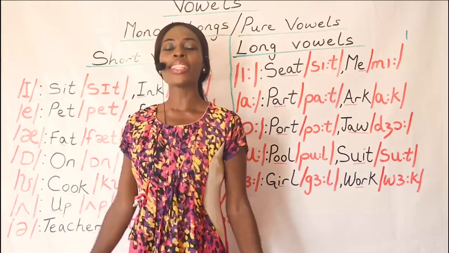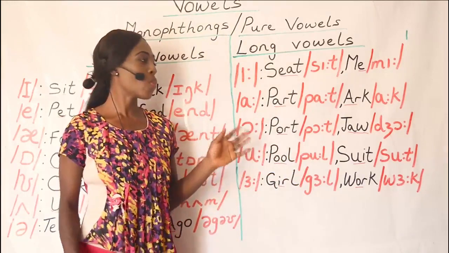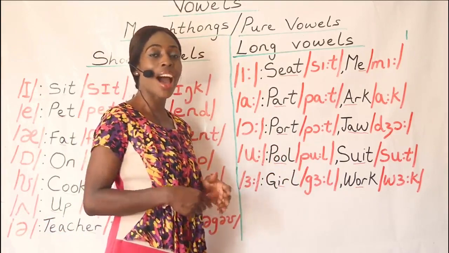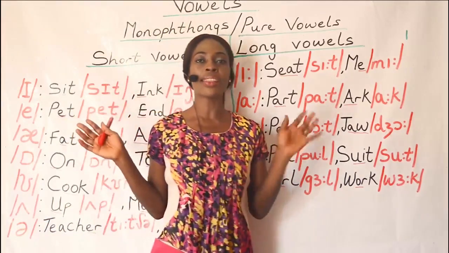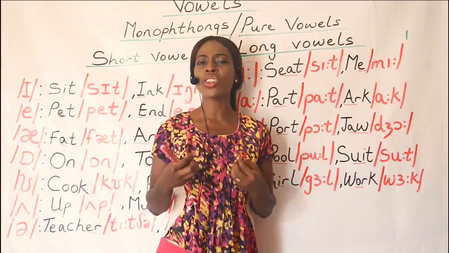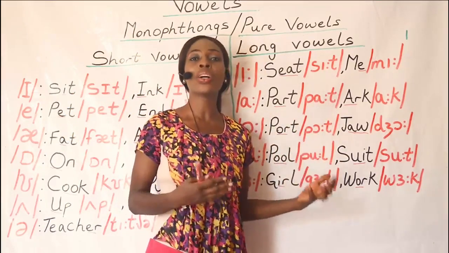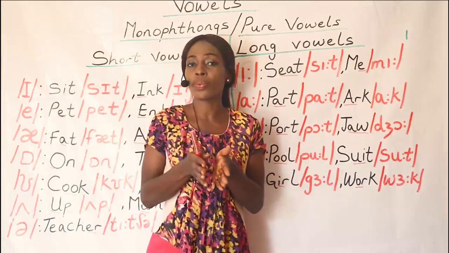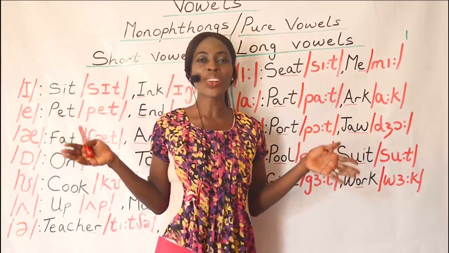Okay, now let's look at the long monophthongs. We've gone through the short monophthongs. Now let's look at the long monophthongs. The long monophthongs are five in number. Now the difference between the short and the long sounds is that the duration spent in producing these sounds is longer. So when you're producing the short sounds, you make it short. But producing the long sounds, you make it long. That's why it's called the long sound.